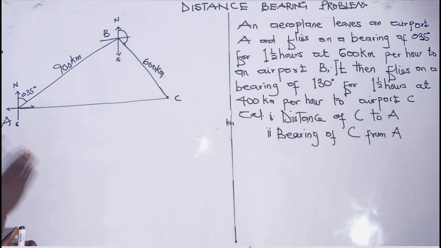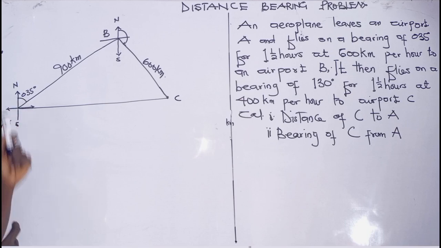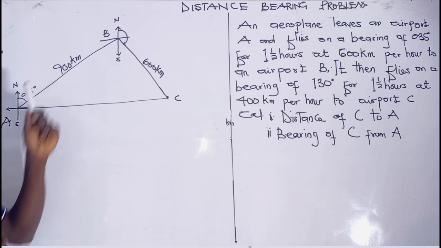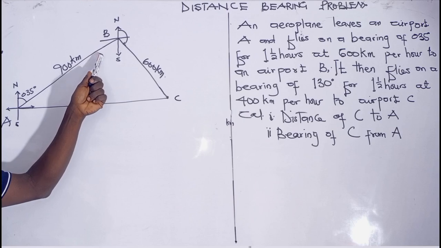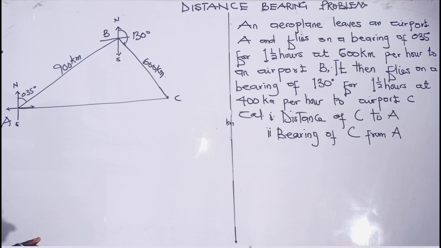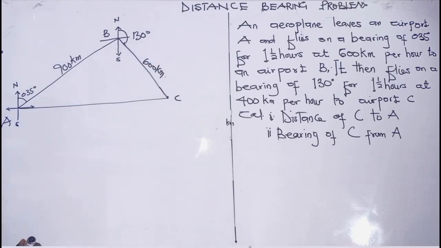Let's go through the question again to see if it is actually in line with the diagram on the board. An airplane leaves an airport A, so this is airport A, and flies on a bearing of 35 degrees for 1.5 hours at 600 kilometers per hour to airport B. So that's going to give us 900 kilometers. It then flies from B on a bearing of 130 degrees for 1.5 hours at 400 kilometers per hour, and that's going to give us a distance of 600 kilometers to port C.